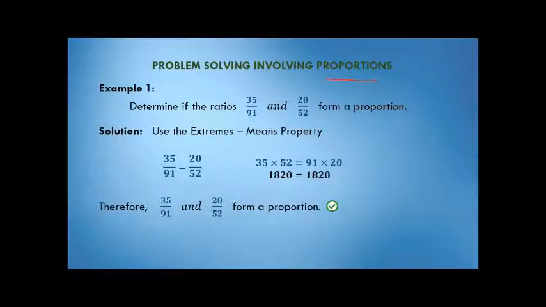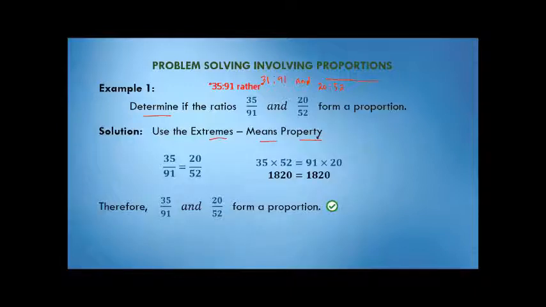Okay? So example number 1, determine if the ratios 35 over 91 and 20 over 52 form a proportion. So bali, parang sinasabi na 35 is to 91 and 20 is to 52. So dalawang ratio, paano ba natin siya masasabing proportion? Okay, the solution will be, we're going to use the extremes means property.